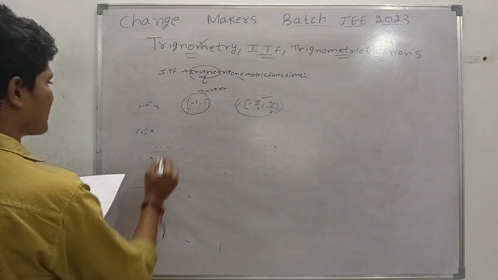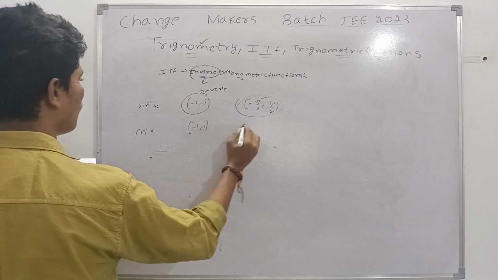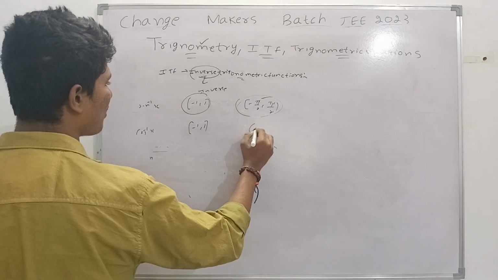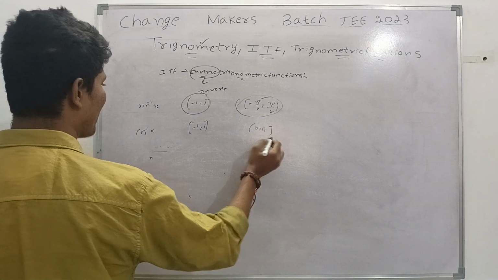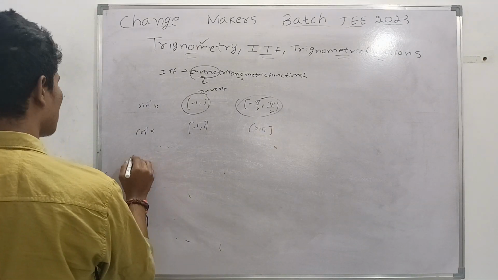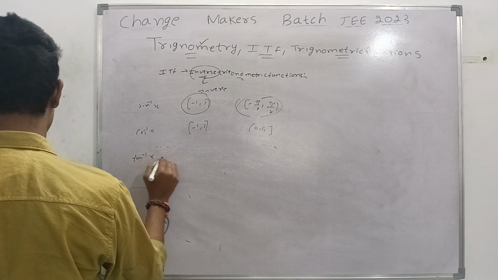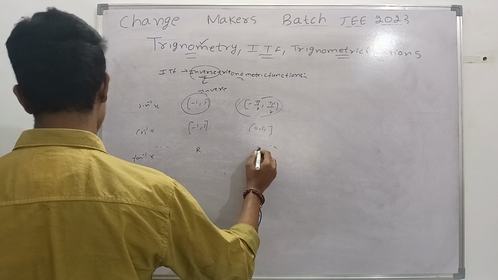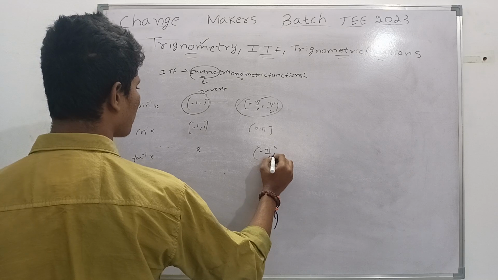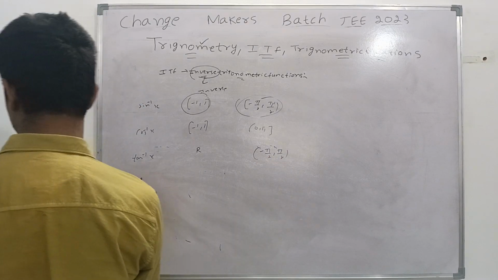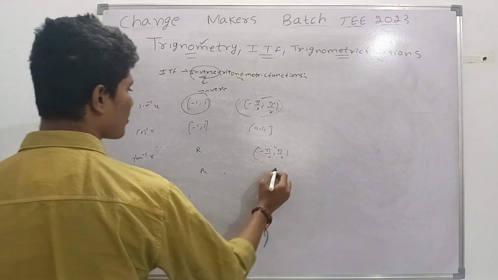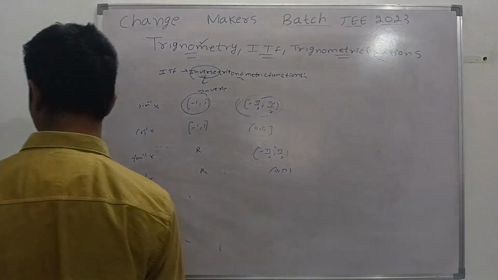And the next is cos inverse x. What is the domain? Minus 1 to 1. What is the range? Cos inverse x range is 0 comma pi, closed. Next, after cos inverse, is tan inverse x. What is the domain? R. What is the range? The range is minus pi by 2 to pi by 2, open. And after tan inverse x, next is cot inverse x. Cot inverse domain is R and range is 0 to pi.